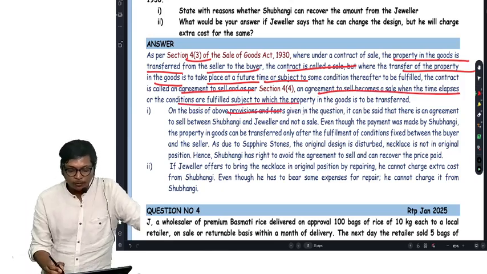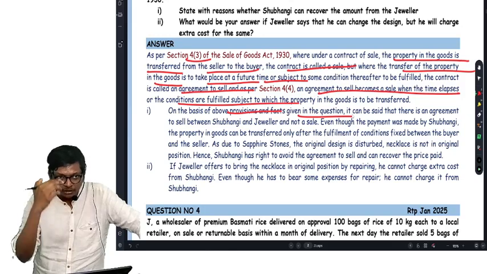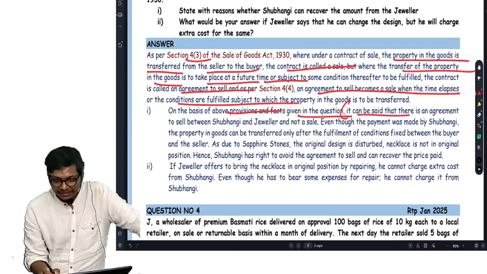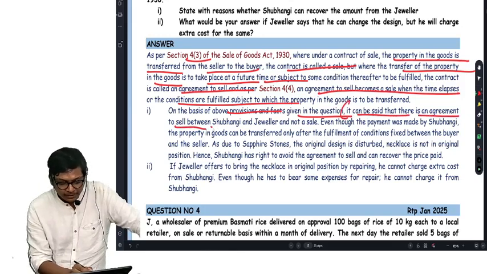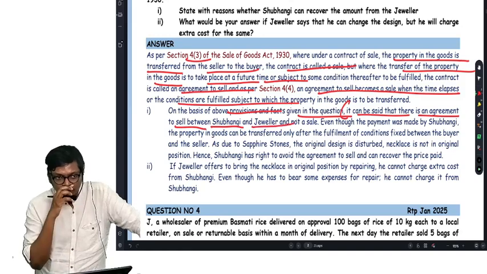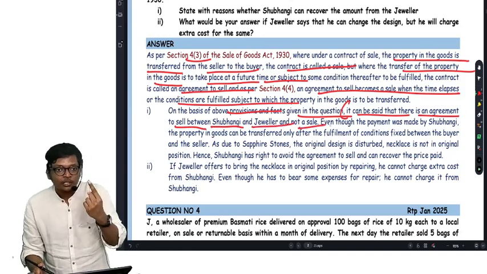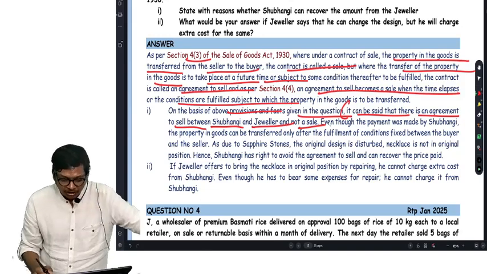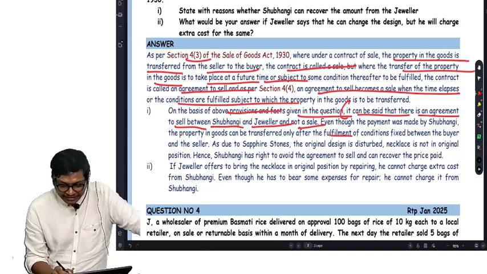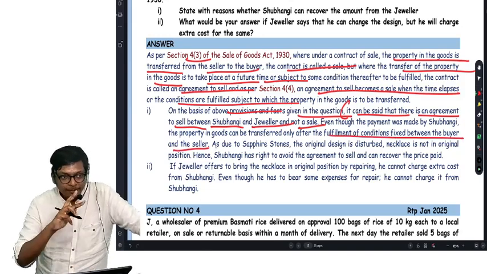Therefore, on the basis of the above provision and the facts given in the question, look at the presentation. It can be said that there is an agreement to sell between Shubhangi and the jeweler, not a sale, because ownership will be transferred only after one week, after the condition is fulfilled, which is that you should replace the stone.